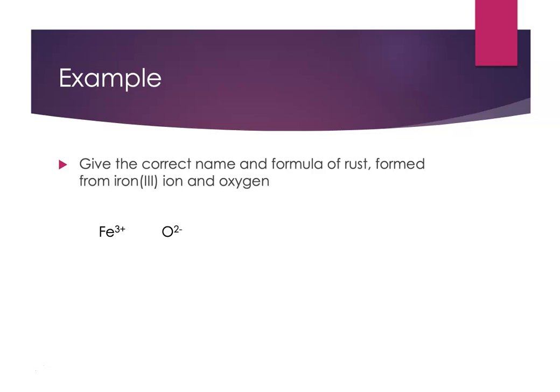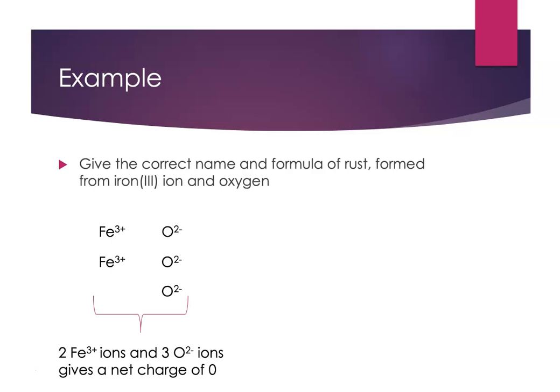All right, so if I'm looking at one iron 3+ ion and one oxide ion, will the sum of the charges be 0? No, that doesn't work out to 0. So let's think about how many copies we need of each to make this work. If I have 2 copies of iron 3+, that gives me a total positive charge of 6. If I have 3 copies of the oxide ion, that gives me a total negative charge of 6. The lowest common multiple of 3 and 2 is 6, right? And so 2 Fe3+ ions and 3 oxide ions gives me a neutral compound overall with a net charge of 0. So my correct formula is Fe2O3.